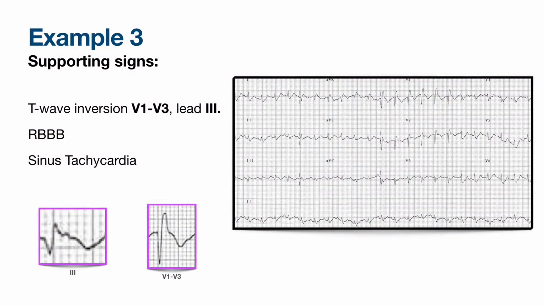So what findings were there? Do we have any supporting signs? Well, we had T wave inversions in V1 through V3, as well as lead 3. We had a right bundle and a sinus tachycardia.